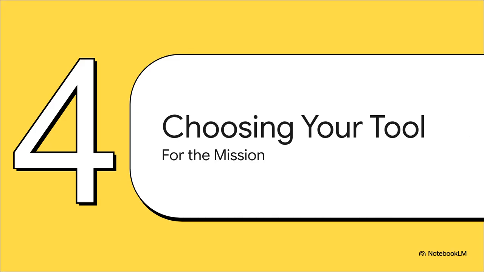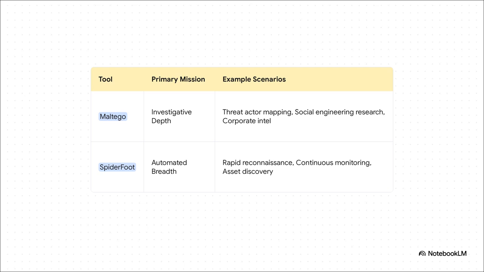So, at the end of the day, this isn't really a question of which tool is better. It's about which tool is right for the specific mission you're on. Because honestly, they're designed for very different jobs. You can really see their distinct roles when you look at the best use cases. You reach for Maltego when you need investigative depth, things like mapping out a threat actor's entire infrastructure or doing really complex corporate intelligence. But you use SpiderFoot when you need automated breadth, like for rapid recon on a target or for continuously monitoring your own company's attack surface.